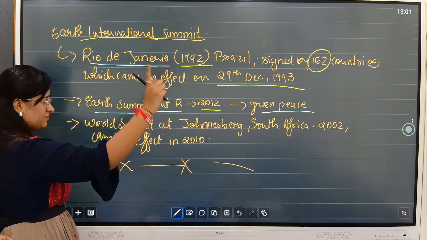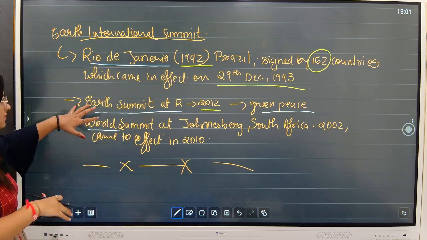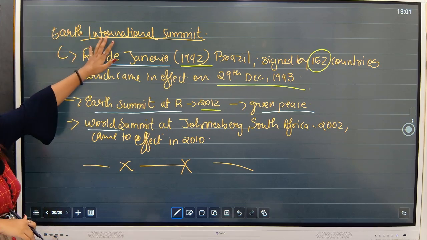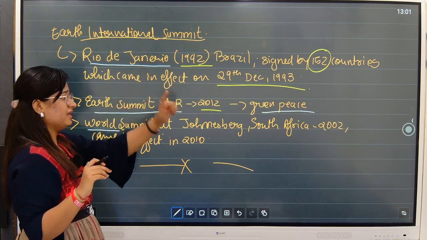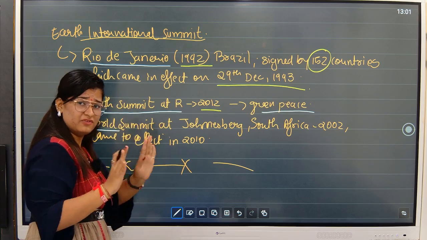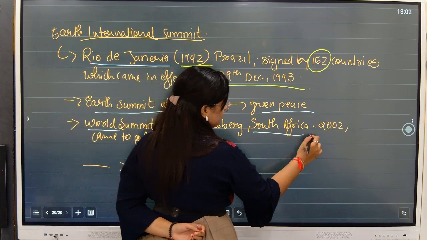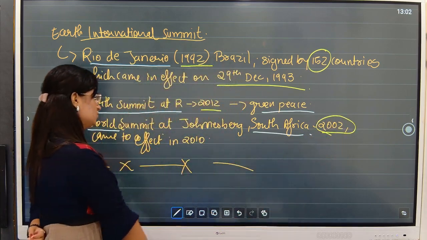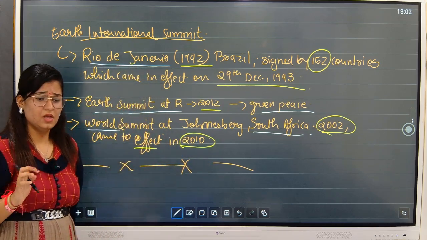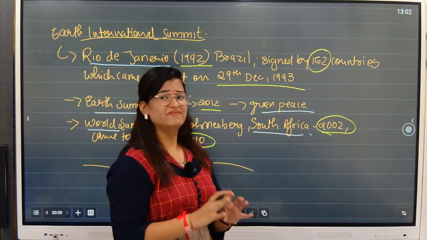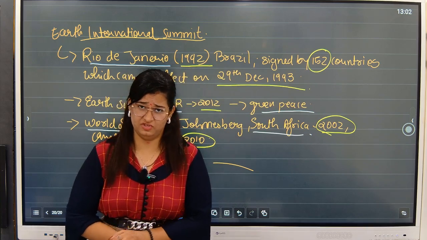Next, there's one more summit that we have to remember, which is World Summit. See, understand, this is Earth Summit, Earth International Summit है ये, and ये वाला जो है ये World Summit Act है. ये ब्राज़ील में है, ये साउथ अफ्रीका में है. दोनों में कंफ्यूज नहीं होना है. Understood? So World Summit Act in South Africa, which was in 2002, and uska effect started in 2010. So that's all we had in this chapter, which was biodiversity and conservation.